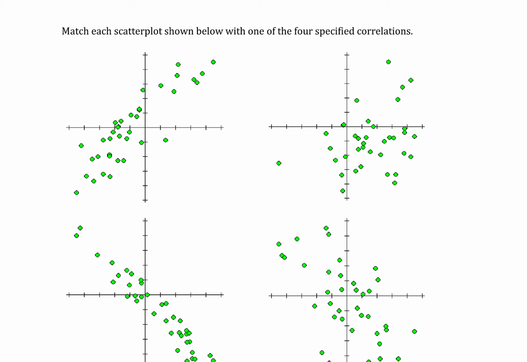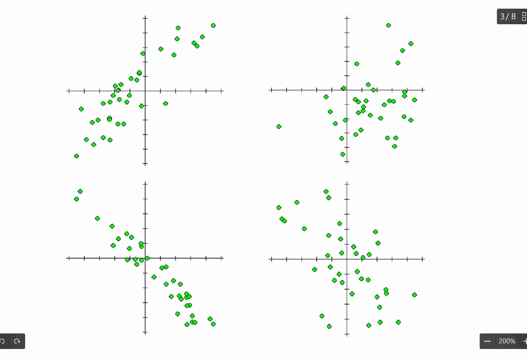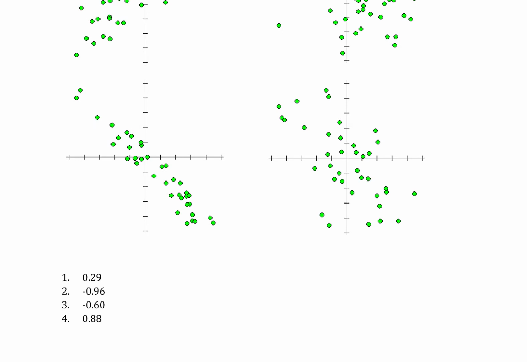Match each scatter plot shown below with one of the four specified correlations. So looking at the different options, I've got 0.29, negative 0.96, negative 0.6, and 0.88. So negative 0.96 and 0.88 are very strong relationships. 0.88 being positive means I need to have a strong correlation of data values that is positively sloped.